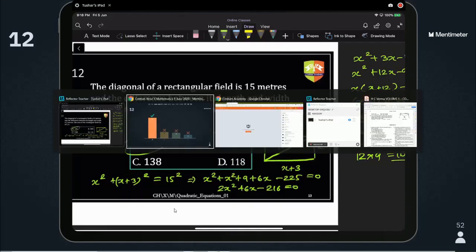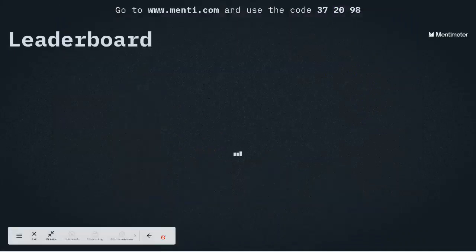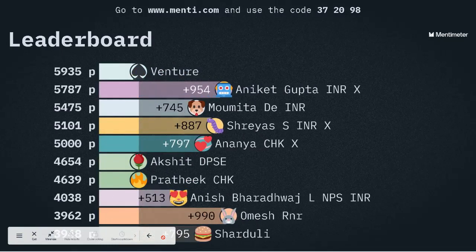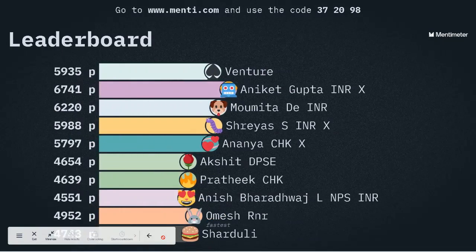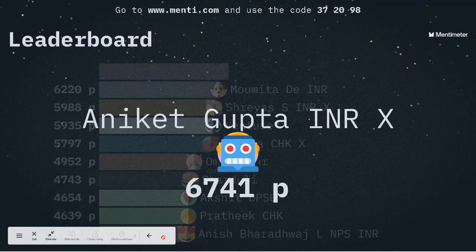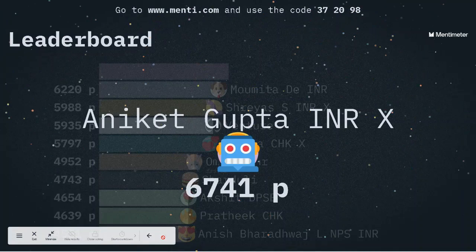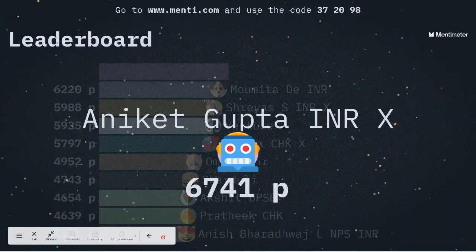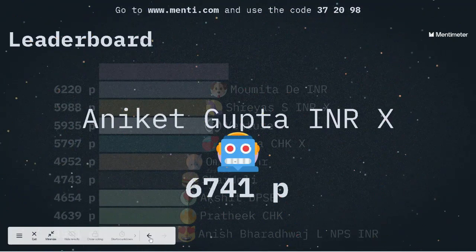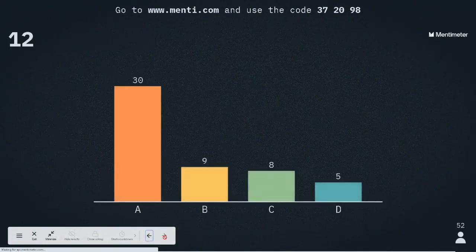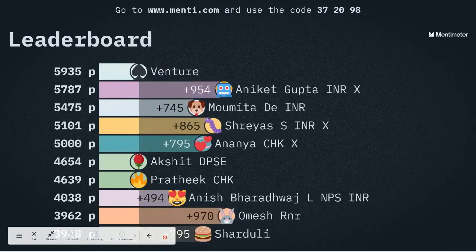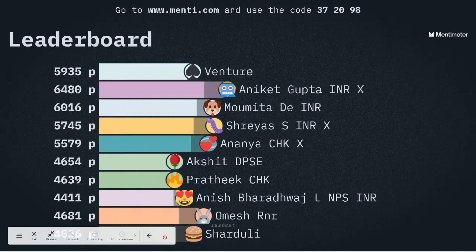Finally, the bell goes. Avni, you missed it. Very good, Aniket Gupta, congrats once again. Momita, Shreyas, and Anvi are all from Indiranagar, then Umesh from Rajajinagar, Sharduli from Koramangala. Let's see once again. Ananya from HSR, very good. So these are the rankings.